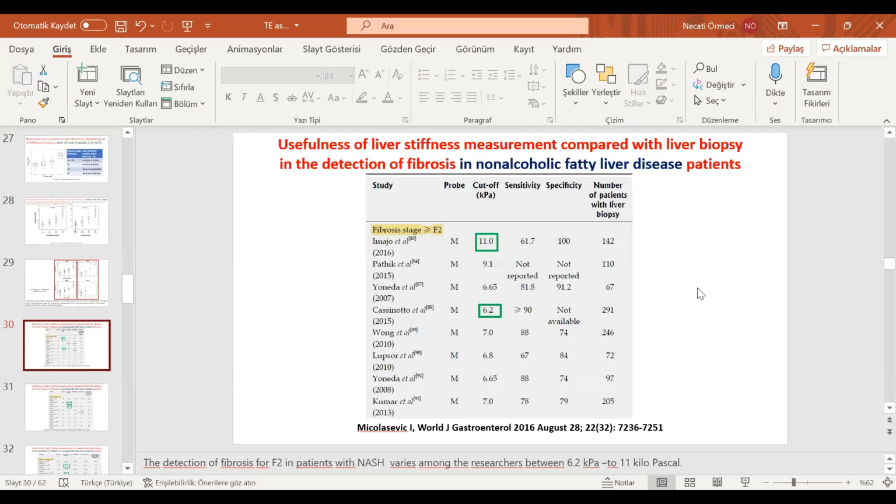So, another study in non-alcoholic fatty liver disease. If we look at fibrosis stage F2, there are several reports you see on the left side, and there are huge differences between the cutoff values, for example, 6.2 and 11. When we look at 11, sensitivity is 61%, but specificity 100%. If we look at 6.2, sensitivity is higher than 90%, but specificity is not available.